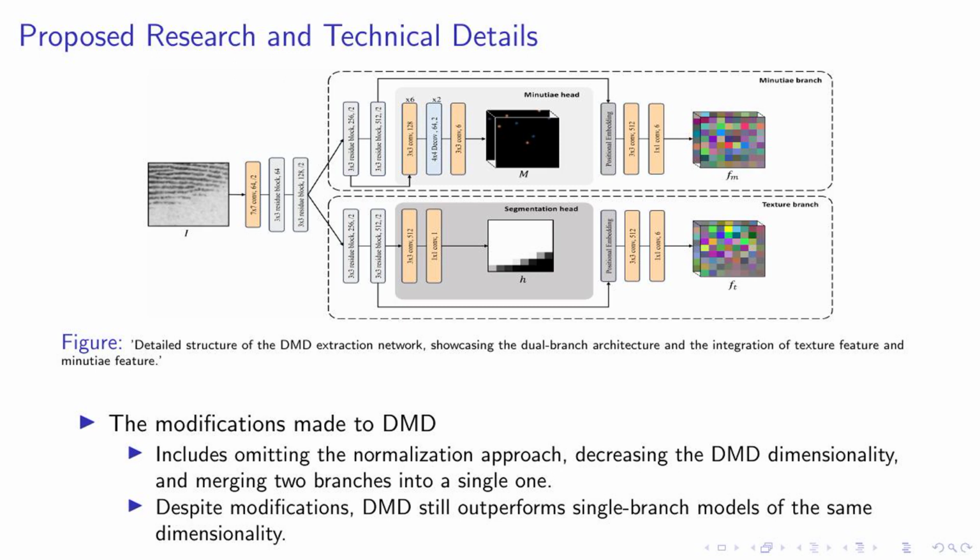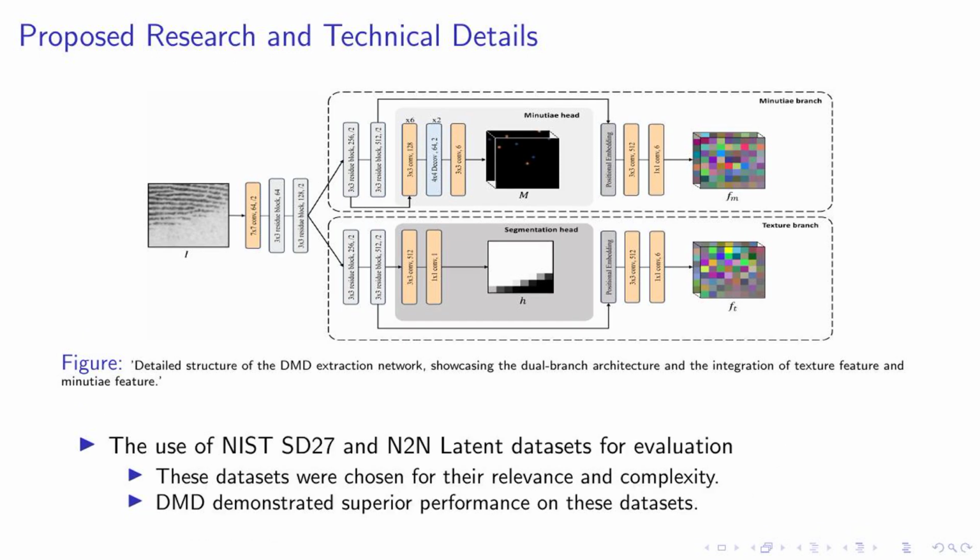We've made several modifications to the DMD, such as omitting the normalization approach, reducing the DMD dimensionality, and merging the two branches into one. Despite these changes, it's important to note that the DMD still outperforms single-branch models of the same dimensionality. This highlights the robustness and adaptability of our model, even when subjected to significant alterations. In the next slides, we will further explore the impact of these modifications on the performance of the DMD. Stay tuned.